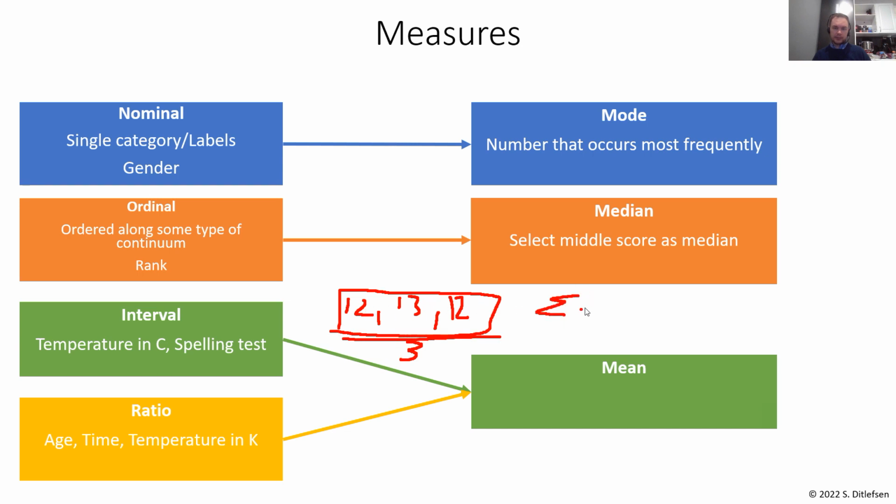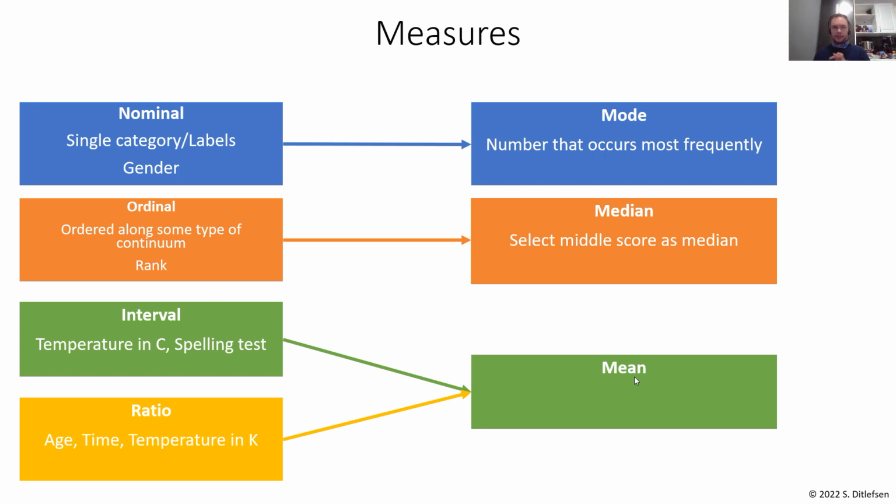So the formula is something like this: the sum of the measurements, I think maybe it's x or something, divided by n. That is the mean, x-bar. So it looks terrible, but it's really easy. Just take the sum of all the measurements and divide them by how many there are, and you get the mean. Mean, it's interval and ratio, they are using mean.